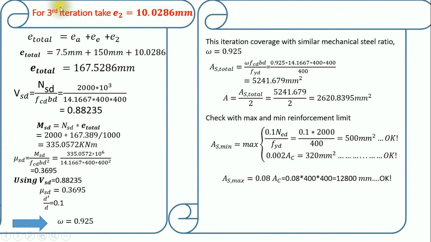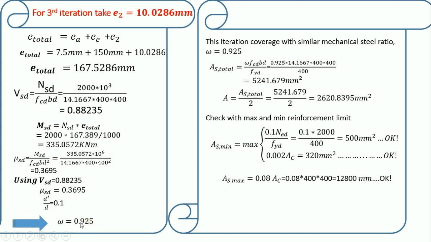For third iteration, take E2 is equal to 10.0286 mm. It's calculated as previous. So E total is equal to first order eccentricity, accidental eccentricity 7.5, first order eccentricity 150, and E2 this value. So E total is equal to 167.5286 mm. So the SCD is as previous. MSCD is slightly different because E total is different. So mu SD also different, 0.3695.